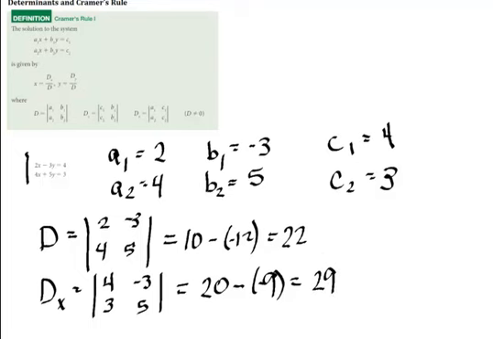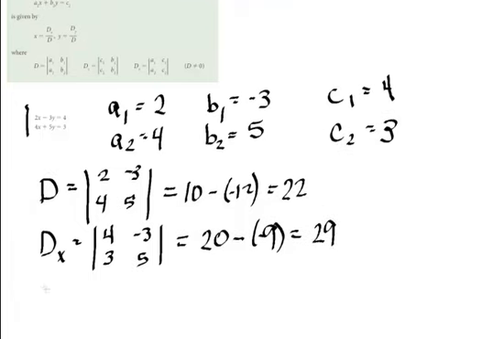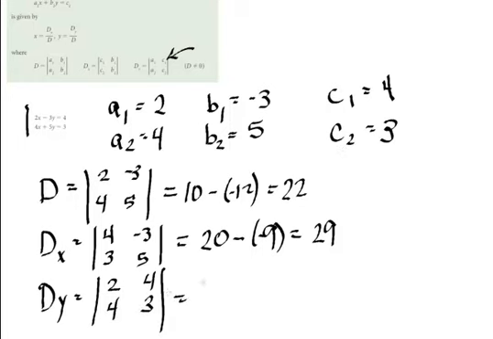Okay, so let's scroll just a little bit. Dy is A1, that's a 2. I'm looking right here now. A1 is a 2, C1 is a 4, A2, that's a 4, C2, that's a 3. Let's take this determinant. That would be 6 minus 16. This would be a negative 10.